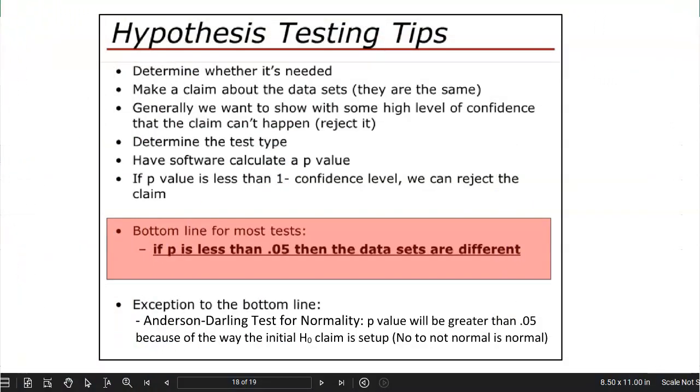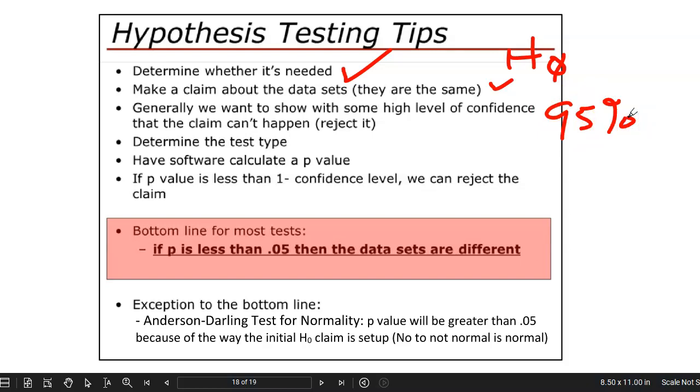All right, here's a quick little summary sheet that helps you anytime you're thinking about doing hypothesis testing. I'm just going to walk through this with you. The first thing that I always do is check to make sure, is the test really needed? Can we show that there's a change using other techniques that people understand better? Frequently, I don't need to run a hypothesis test. But if I do, I make a claim that the data sets are the same. We call that the null hypothesis. And then we want to show with some high level of confidence that the claim can't happen, that we want to reject it. It's usually at 95%.